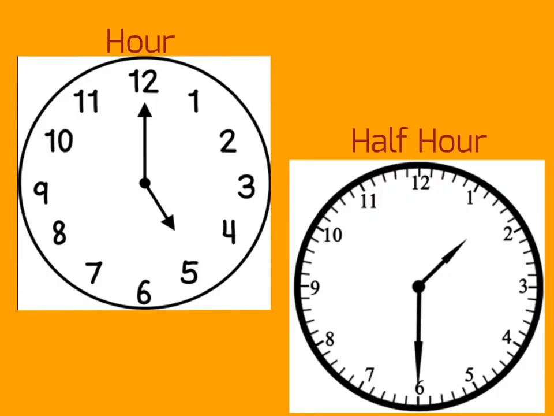Another item you have to do is clocks to the hour and half hour. Now remember, when you are doing clocks to the hour, our minute hand is pointing right up to 12, and our hour hand, which is shorter, is pointing right at the number. Now, when we do a half hour, our minute hand, the longer hand, is at the 6, and our hour hand, which is smaller, is between the two numbers.